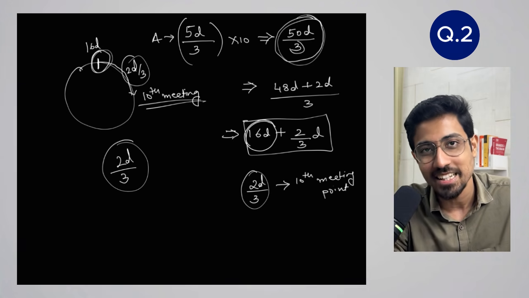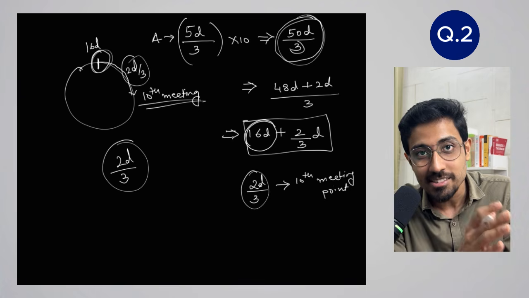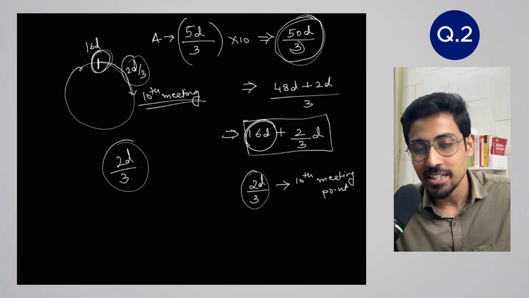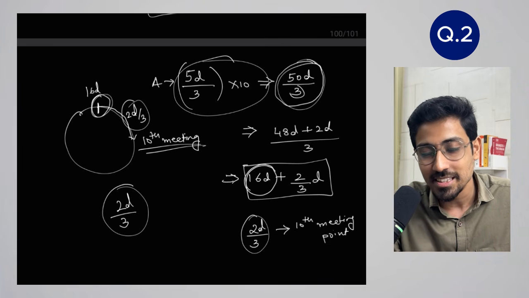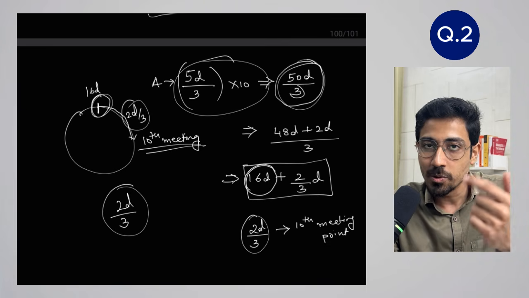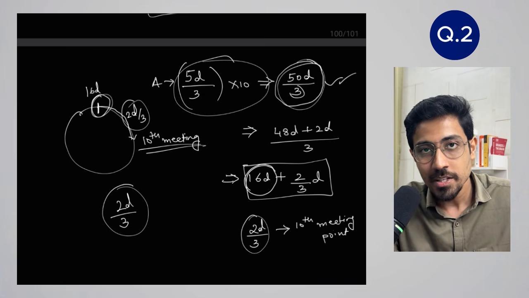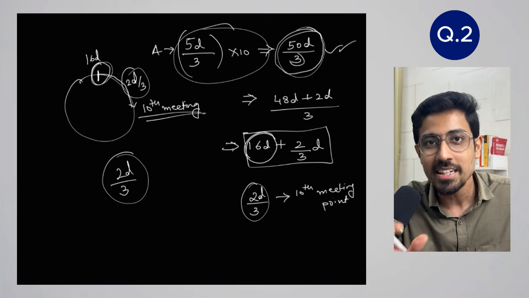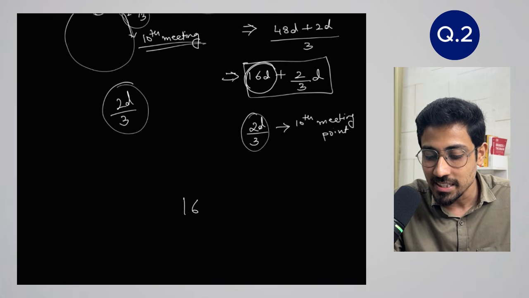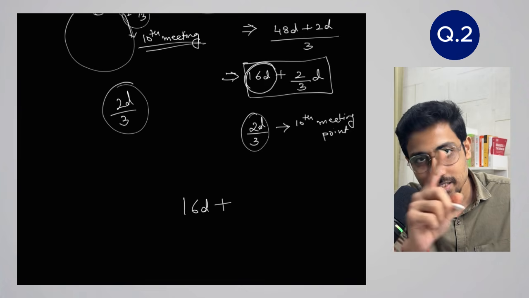That was just to show you, just to make you understand that see, this concept is working. But if I have to calculate how far they are from the center, I can calculate how much total distance A has covered. That I got here as 50d by 3. So I can convert that into a whole multiple of D, which in this case was 16d, and the rest of the distance will be the distance from the center.